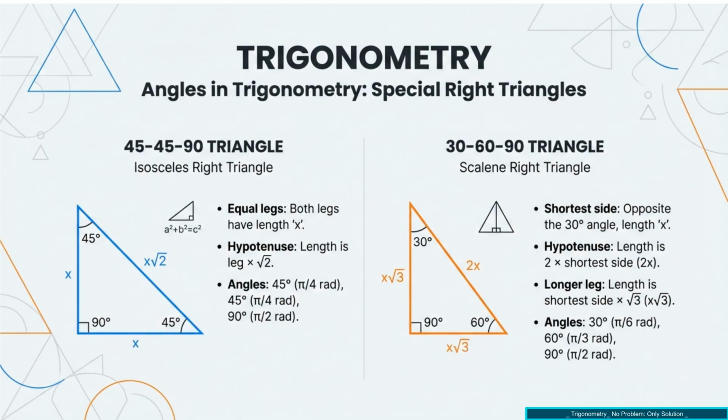This video is about special right triangles in trigonometry: the 45 by 45 by 90 isosceles right triangle, and the 30 by 60 by 90 scalene right triangle. We will explore the side ratios and angles for these two types of triangles. Are you ready? Let's go.